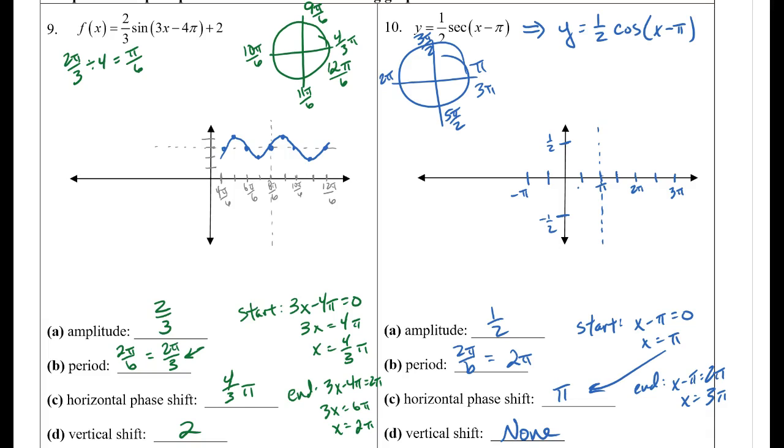Alright, so we're going to start by graphing the cosine function. Cosine starts at the top. So at my new y-axis, I have a point there. So at pi, I'm at 1/2. Then I drop down to 0, negative 1/2, back up to 0, and back up to 1/2. That's 1 full revolution. And then on the other side, 0, negative 1/2, 0, positive 1/2. So there's my second full revolution.